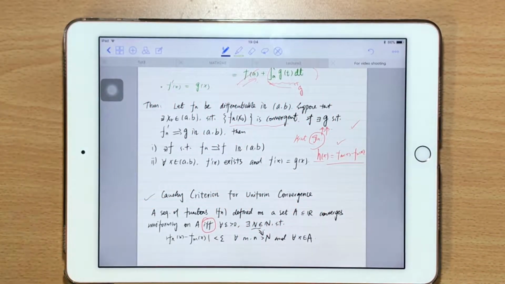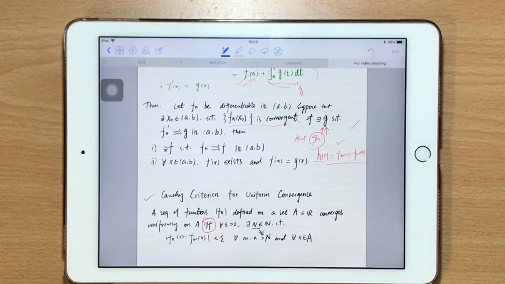Hey guys, in the last video I introduced the Cauchy Criterion for uniform convergence, and I said it would be quite useful in proving the fourth property of the uniform convergence sequence, right? So in this video I will first show you the proof of the Cauchy Criterion and the theorem we mentioned in the last video.